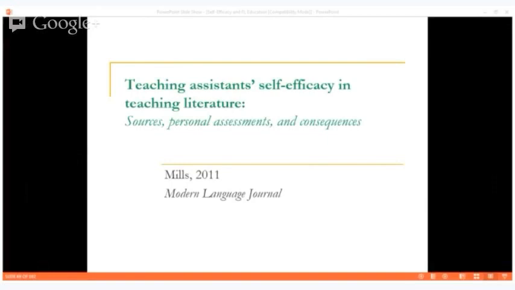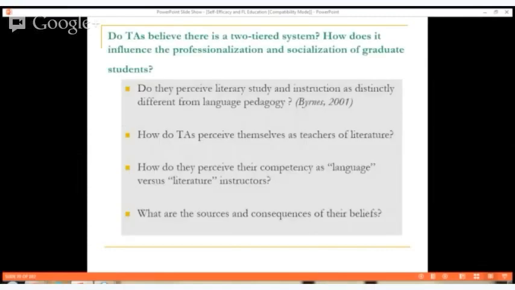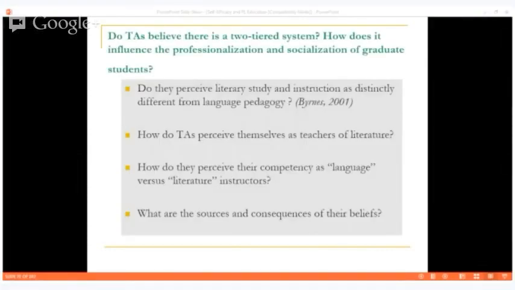So teacher self-efficacy refers to teachers' judgments of their capabilities to bring about desired outcomes related to student learning and engagement. So how competent do they feel in their ability to teach the particular task that they're assigned to teach? This was a study in which I was interested in learning more about graduate students of French, graduate students of French literature, who are often asked to teach lower level courses as part of their requirement. What's been talked about a lot, especially with the MLA report, is this sort of two-tiered system, language at the lower levels, literature at the higher levels.